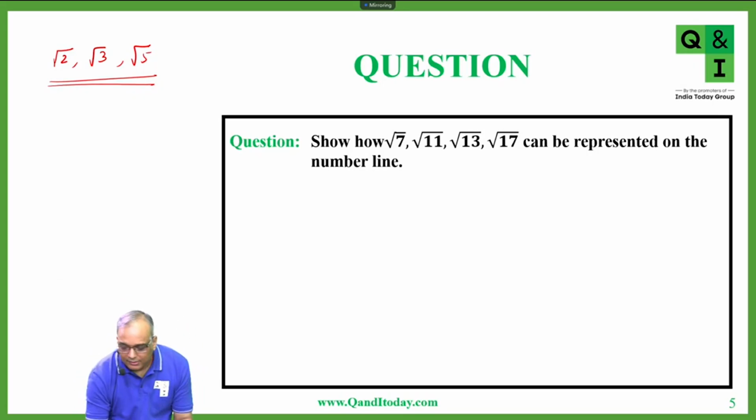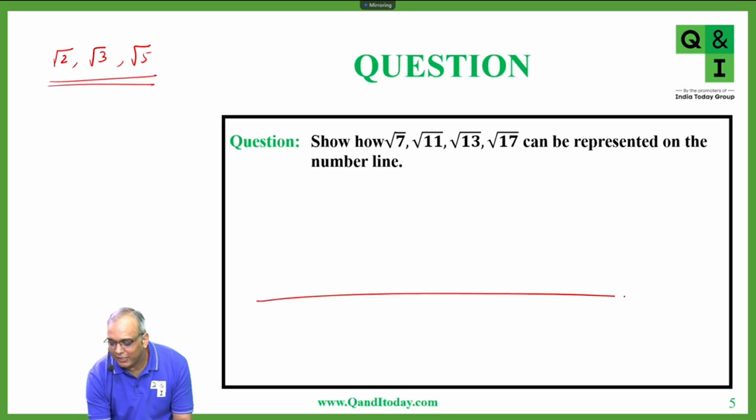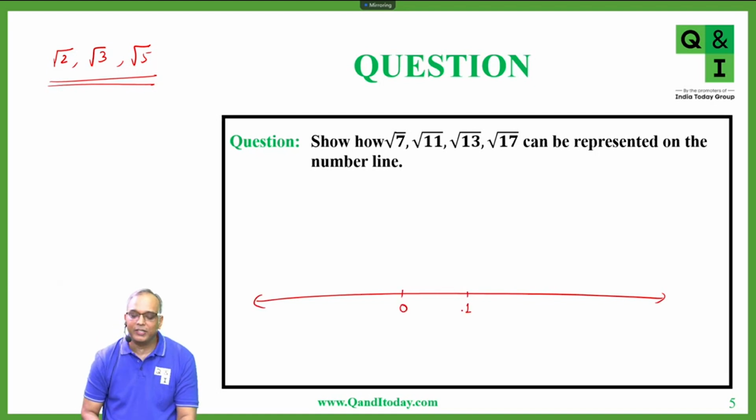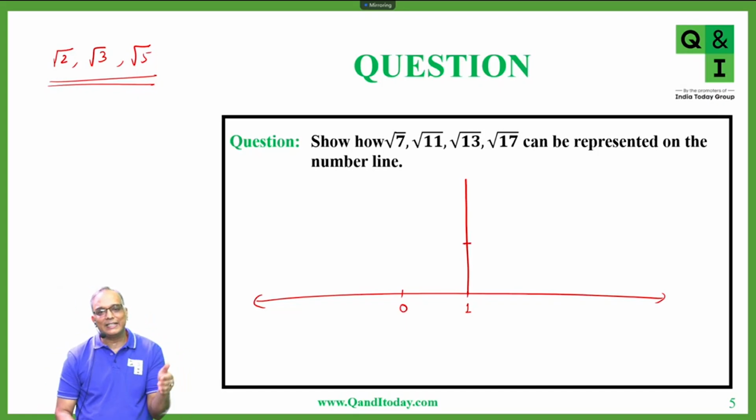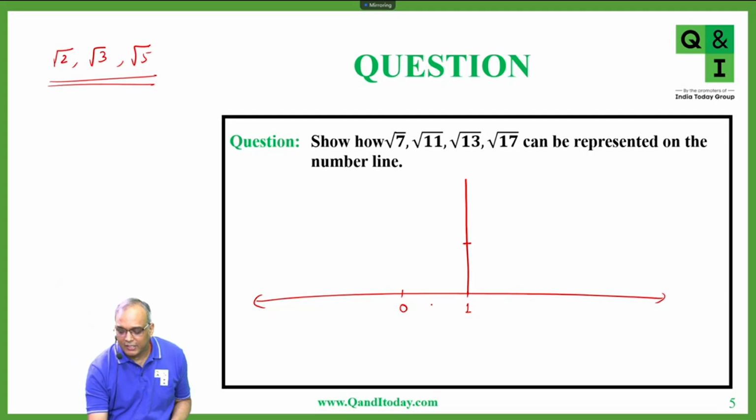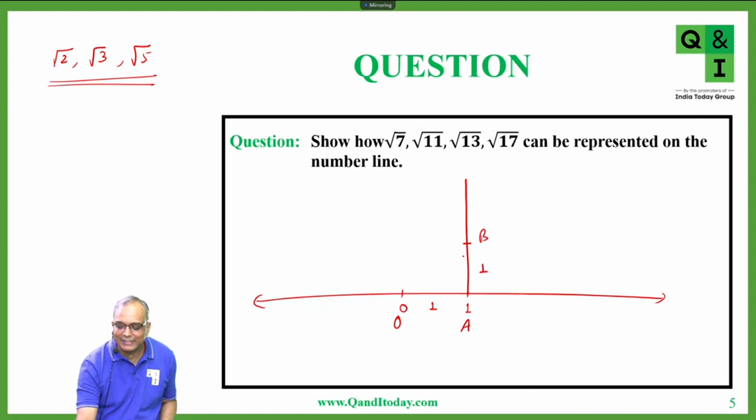So let's say we draw a number line here, and let's say this is 0 and we have taken 1 unit here. Now we will draw a perpendicular at 1 and again cut 1 unit there. That unit can be 1 centimeter or 2 centimeter; you can define the length of the unit yourself. It is advisable that you take 2 centimeters as the length of the unit. So if this is 1 unit and this is also 1 unit, let's say I mark this point as O, this point as A, and this point as B.